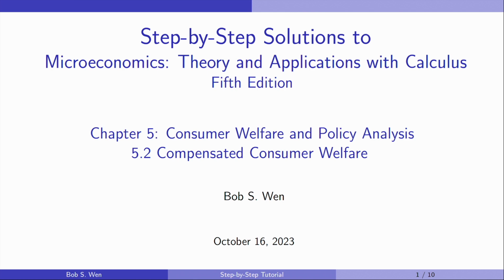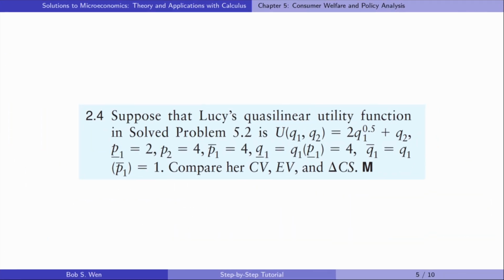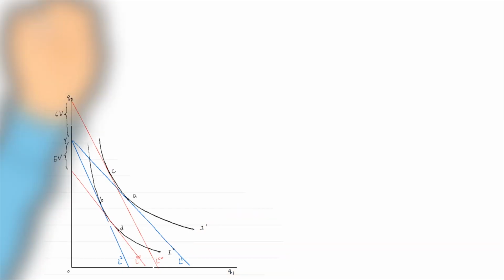I think I made a mistake in exercise 2.4 in the last video. I want to correct it in today's video. Let's calculate the compensating variation, the equivalent variation, and the change in consumer surplus again for that exercise.